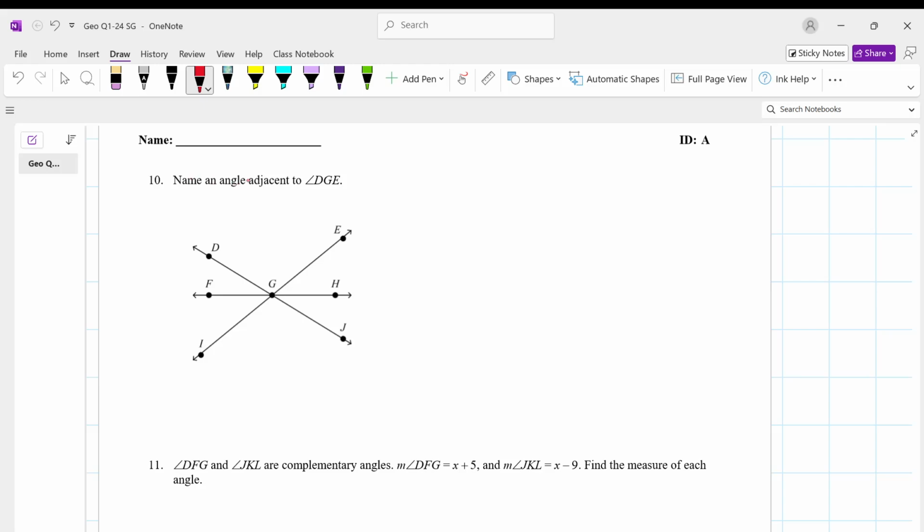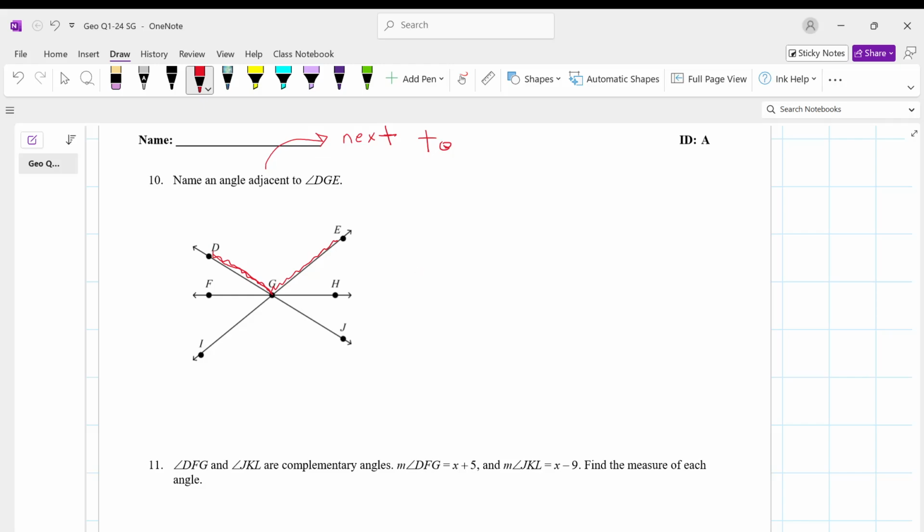All right, problem number 10. Name an angle adjacent to DGE. Adjacent means next to. So DGE is right here, D down to G, back up to E. All right, there's a bunch of angles that are next to DGE.